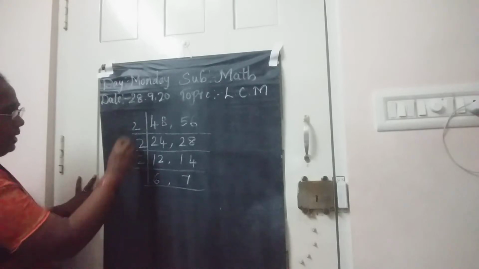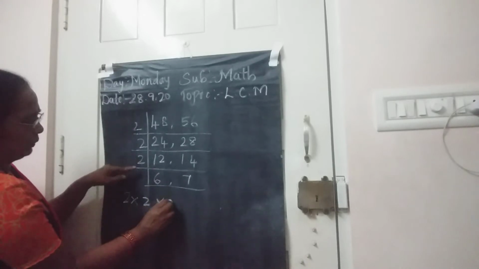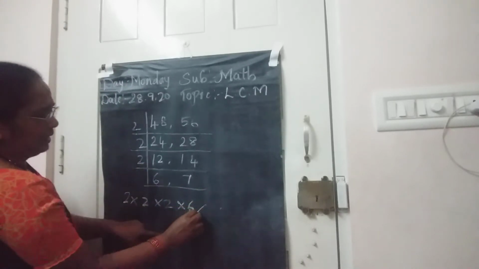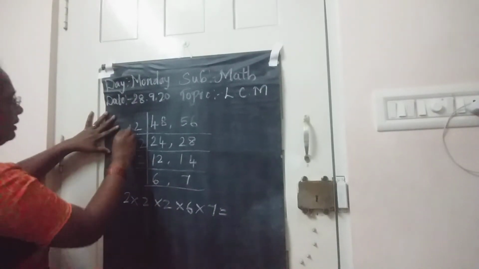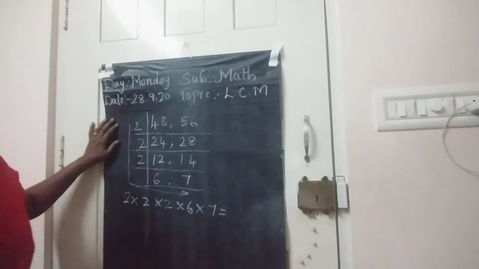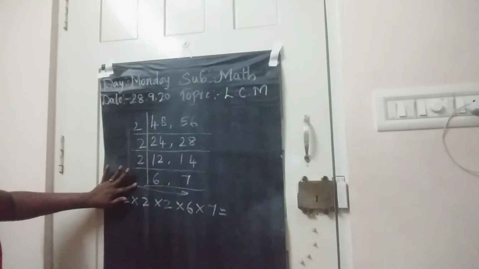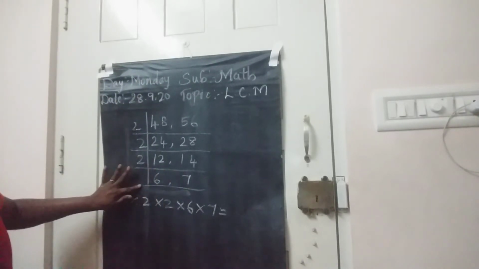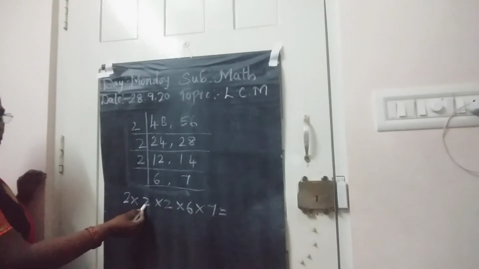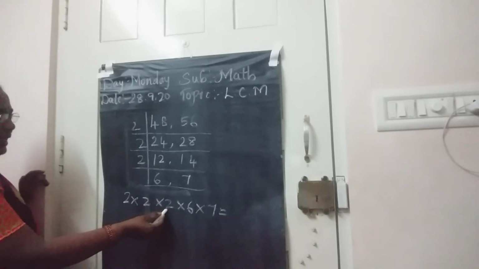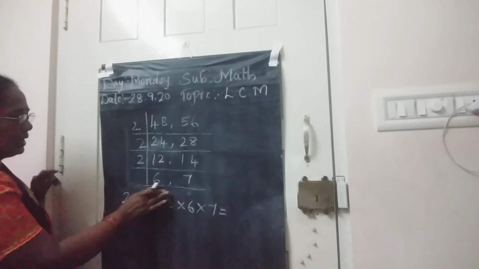Now what do I do? I take 2 into 2 into 2 into 6 into 7. So I have to multiply like this, children. Understood? So it will be 2 into 2 into 2 into 6 into 7. What is 2 twos? 2 twos is 4. 4 twos is 8. 8 sixes is 48. What is 48 sevens?